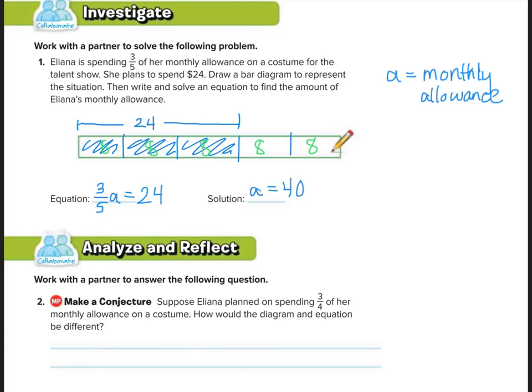Work with a partner to answer the following question. Suppose Eliana planned on spending 3/4 of her monthly allowance on a costume. How would the diagram and equation be different? So instead of breaking the bar into 5 pieces, it would be broken into 4 pieces. And then the equation would be different because instead of 3/5 A, it would be 3/4 A equals the amount that she spends.